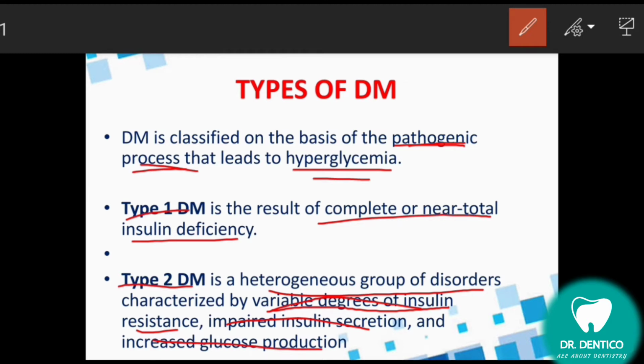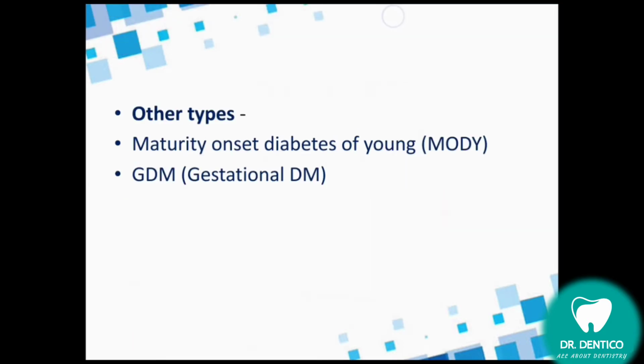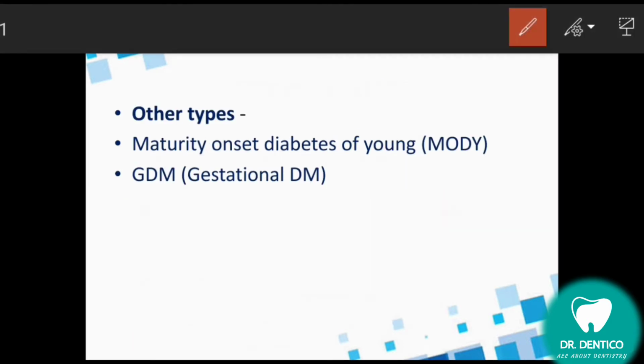Okay, these 3 factors. Now another type of diabetes mellitus is maturity onset diabetes of the young, also called MODY, not Modi, it is MODY. MODY is an inherited form of diabetes mellitus, caused by a change in one of 11 genes. Up to 5% of cases of diabetes mellitus are related to this.